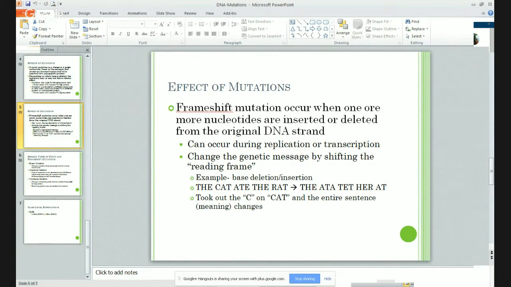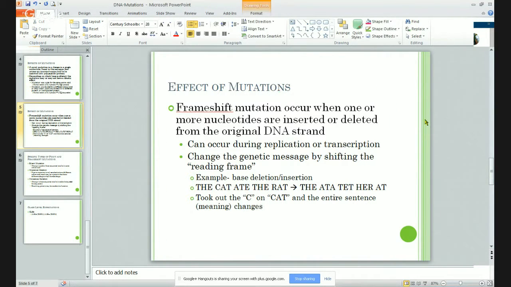So there's frame shift mutations. They can be a specific type of point mutation, but basically what happens, oh, and I have another typo I see. This should be "or," not "or," as in, not iron ore, sorry. So a frame shift mutation does what the name implies. It's going to be a shift in the reading frame.